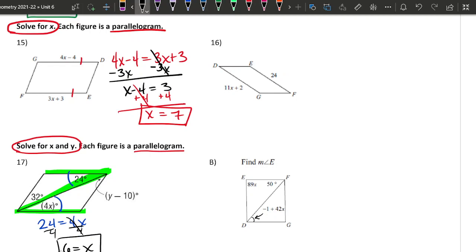This says solve for x and y. So I still need to find out what y is. But if I turn my Z, basically, and look at the other set of parallel lines, because a parallelogram has two sets of parallel lines, that means it has two sets of Z angles. So this is the same transversal, but now my Z is that way. And so 32 degrees equals y minus 10.